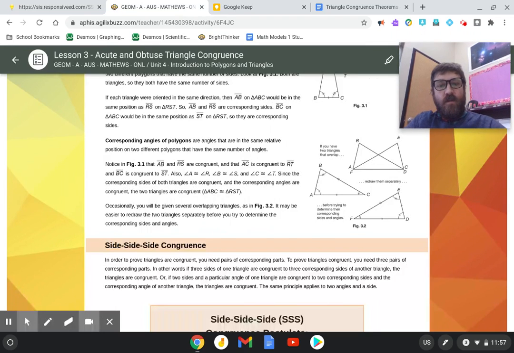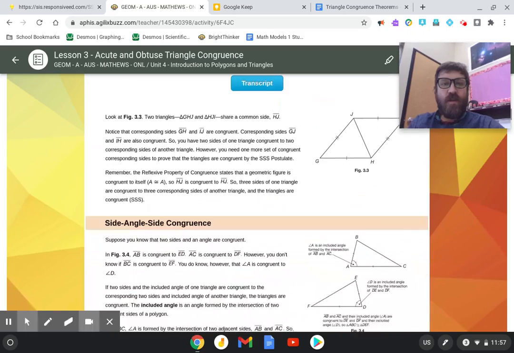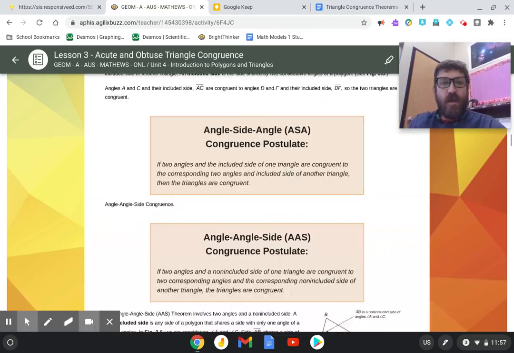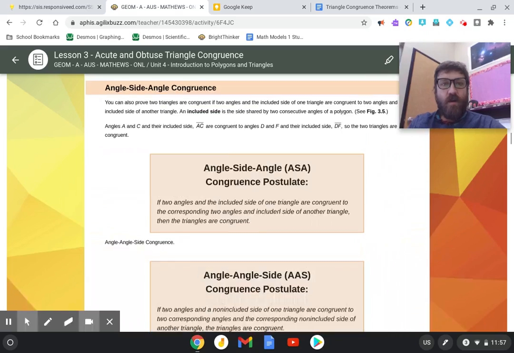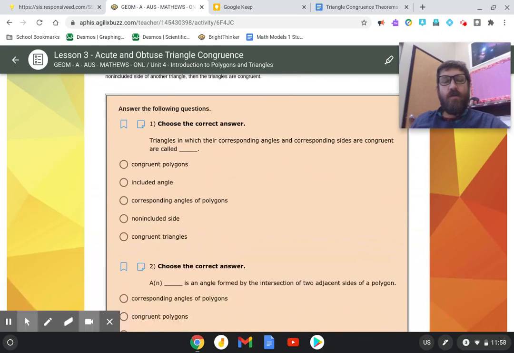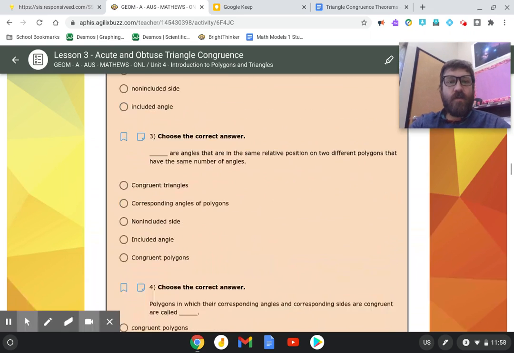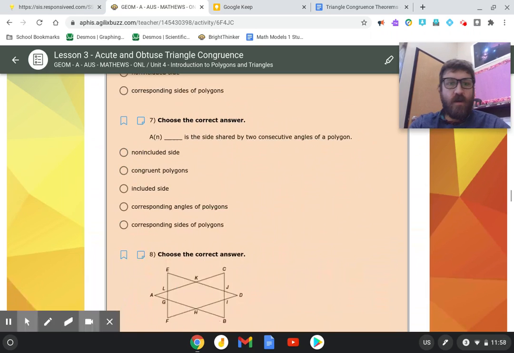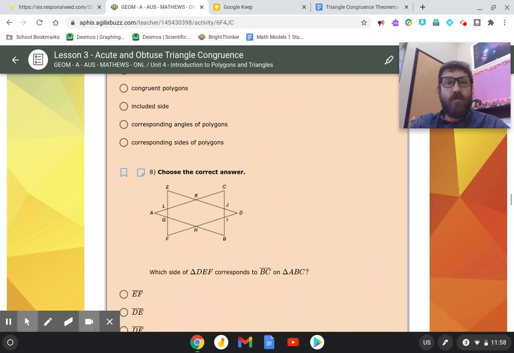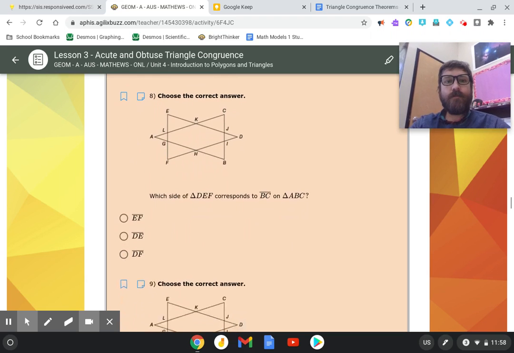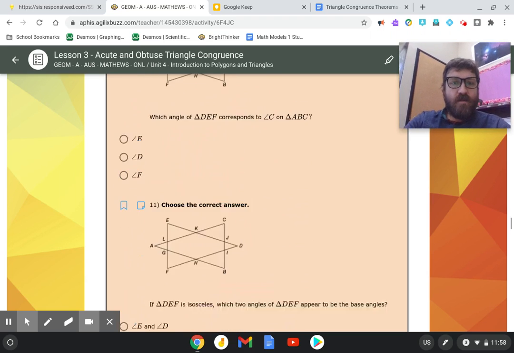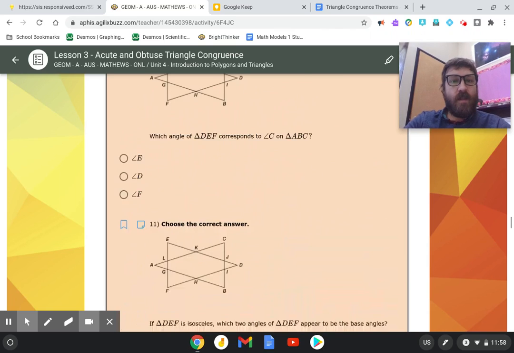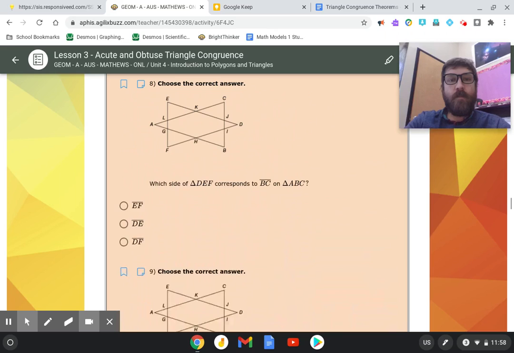And so in your lesson, they go through that same information. They give you an example of each one. And then let's look down at our questions and see what we need to do on these. So we have a lot of vocabulary starting with number 1 all the way through number 7. So you do the vocabulary questions there. I've gone over most of those words here. Numbers 8 through 11 are going to be about corresponding parts.